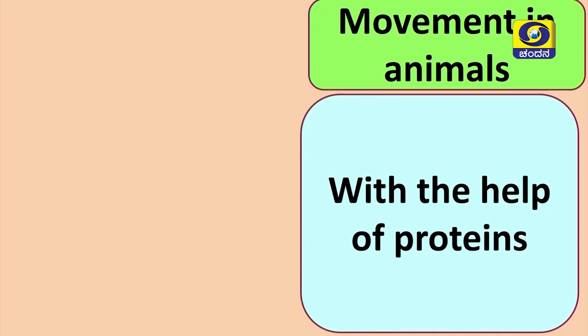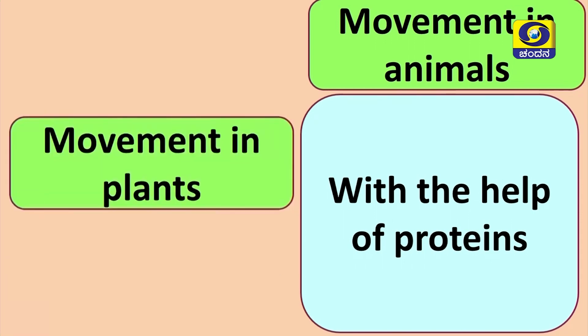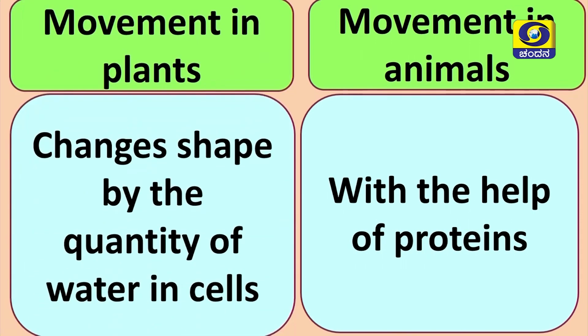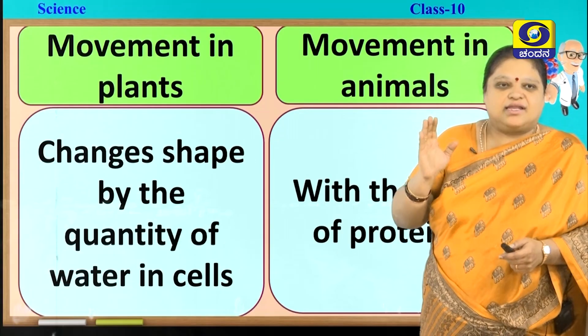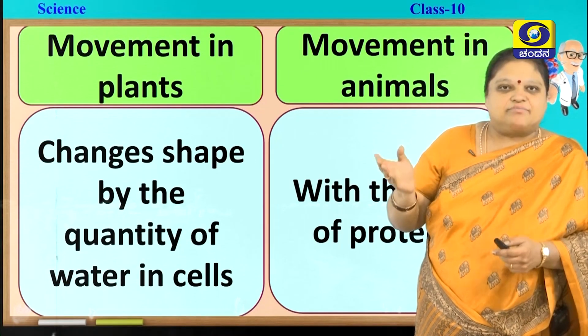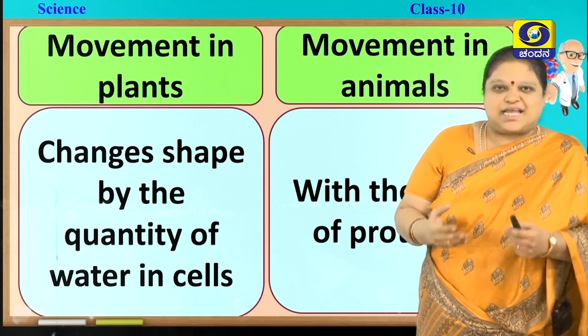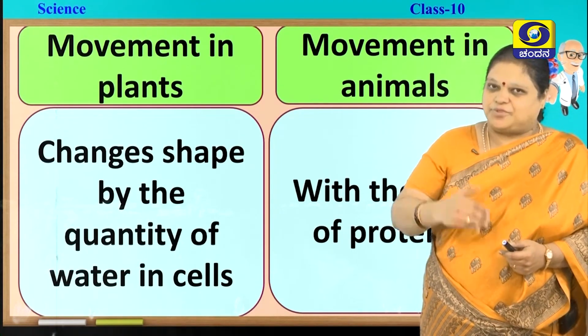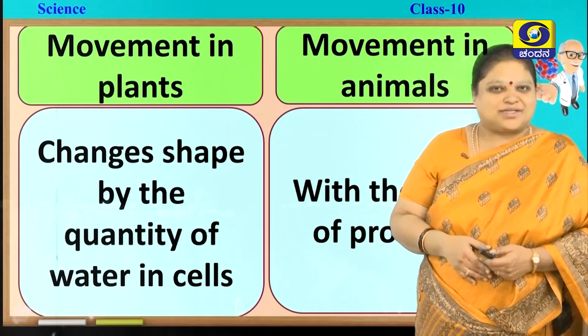Movement in animals takes place with the help of proteins, which I will be explaining later on. Next, movement in plants takes place by changing the shape, either by absorbing or throwing out water. Let us see how movement in plants takes place. It changes its shape either by absorbing water or throwing away water.